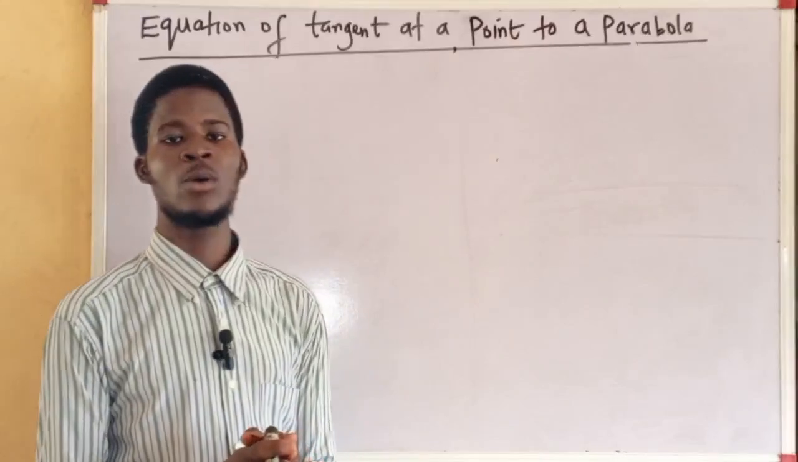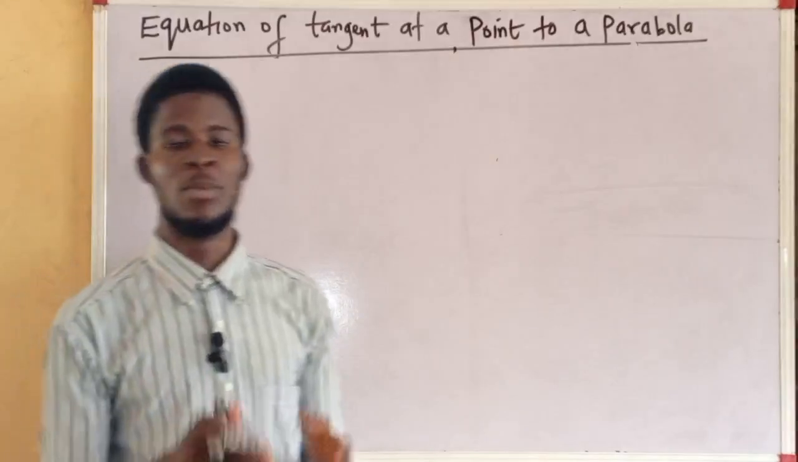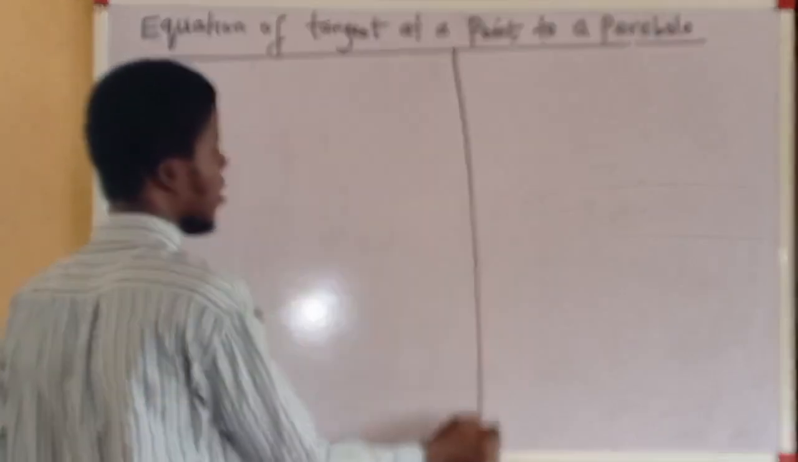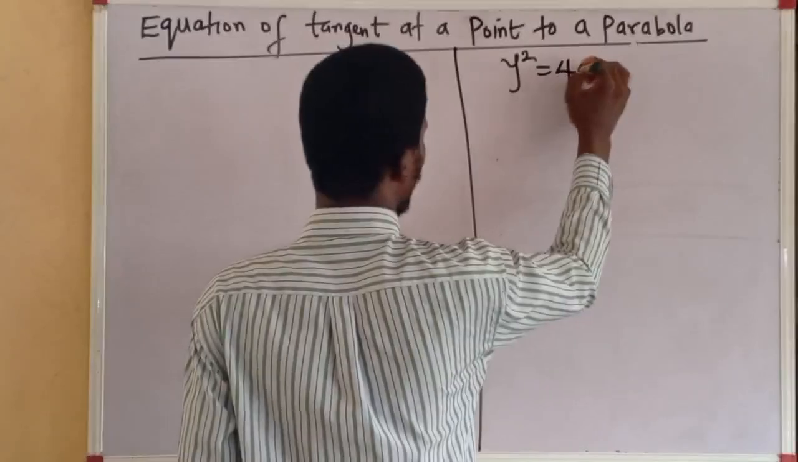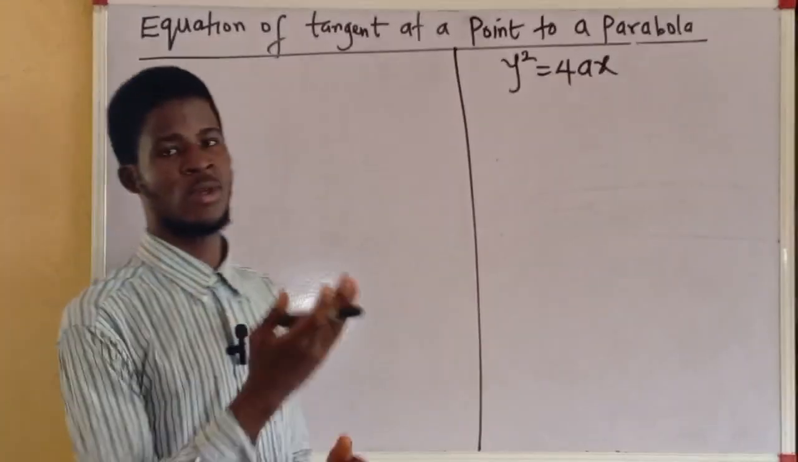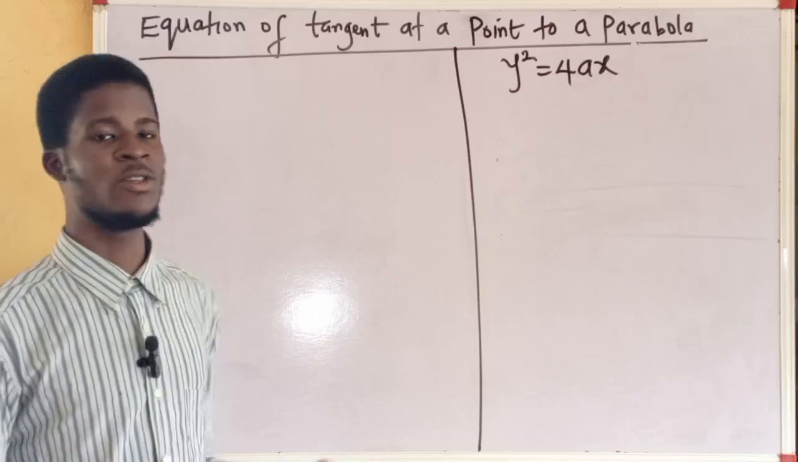In this video, we are going to talk about the equation of a tangent at a point to a parabola, right? Let's consider the equation of the parabola, y squared equals 4ax. This is the equation of a parabola that opens to the right. That is, the x-axis is the axis of symmetry.